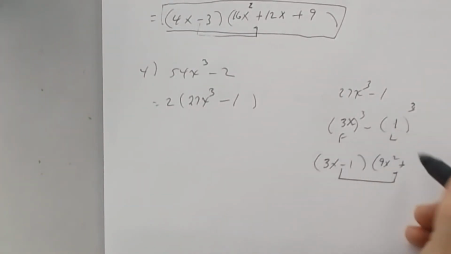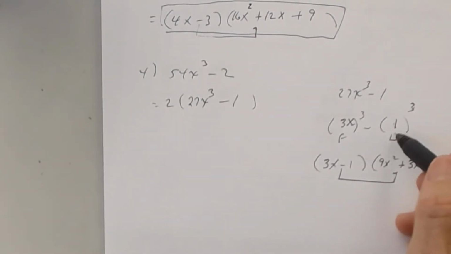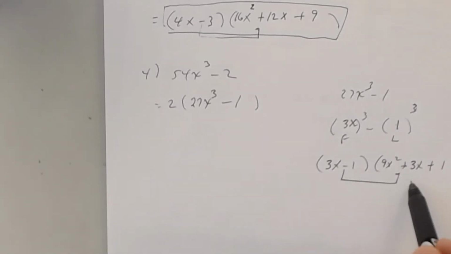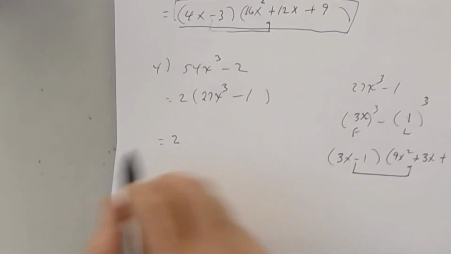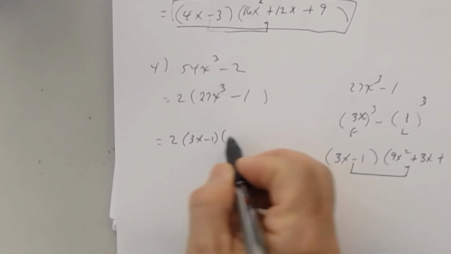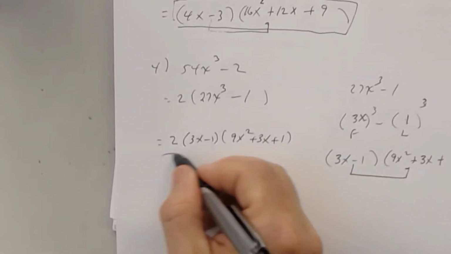So the subtraction becomes addition. F times L, 3x. And then plus the last squared, the last times itself. 1 times 1 is 1. All right, now be careful. Don't say that's your answer because remember that there's a GCF other than 1. The GCF is 2. So you have to put that 2 in your answer. So it's 2 times 3x minus 1 times 9x squared plus 3x plus 1.